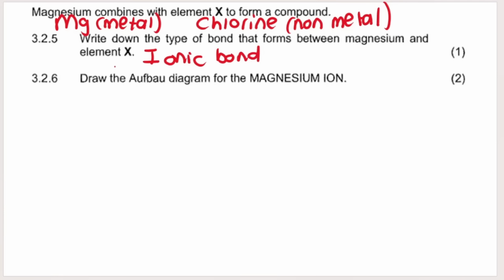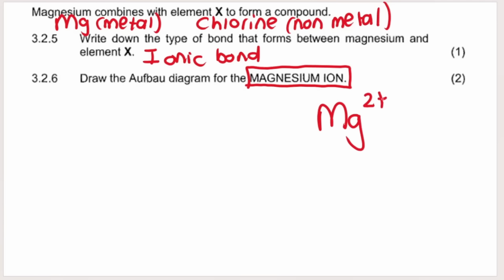Draw the Aufbau diagram for the magnesium ion. Now, very important, they want the magnesium ion, which is Mg2+. Now, how to draw the Aufbau diagram? We start with 1s at the bottom, then we go 2s, 2p, 3s, 3p, and so on. I don't know if we're going to need so many energy levels and so many orbitals, but I'm going to see when I fill it in.